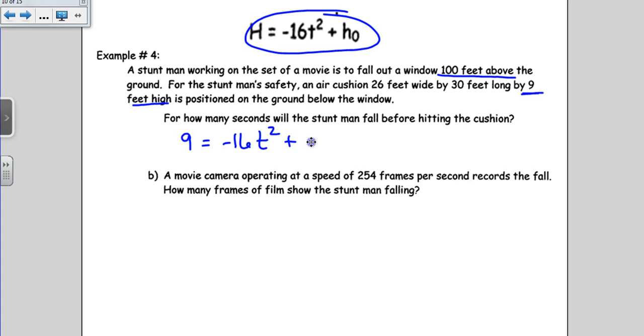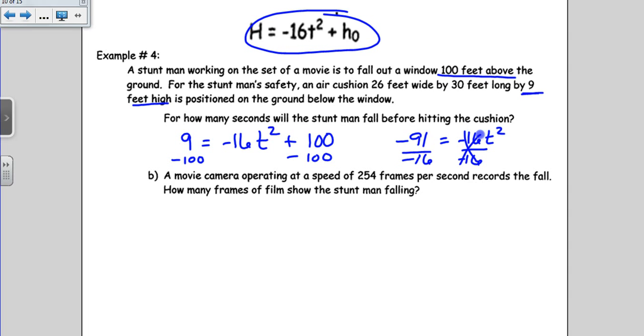And then my initial height for the stuntman, where he jumped from, was 100 feet up. So if I'm going to solve this problem, I'm going to subtract 100 from both sides. I'm going to get negative 91 equals negative 16t squared. Now I'm going to have to do 2 more steps. I'm going to have to divide by a negative 16.